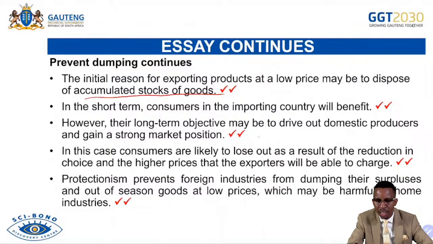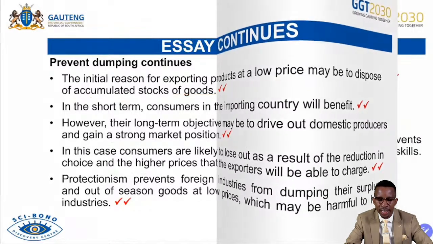However, their long-term objective may be to drive out domestic producers and gain a strong market position. In this case, consumers are likely to lose out as a result of a reduction in choice and higher prices that the exporters will be able to charge. Protectionism prevents foreign industries from dumping their supplies of goods and services into the local economy, which will allow our local producers to produce more goods and sell in the local market.